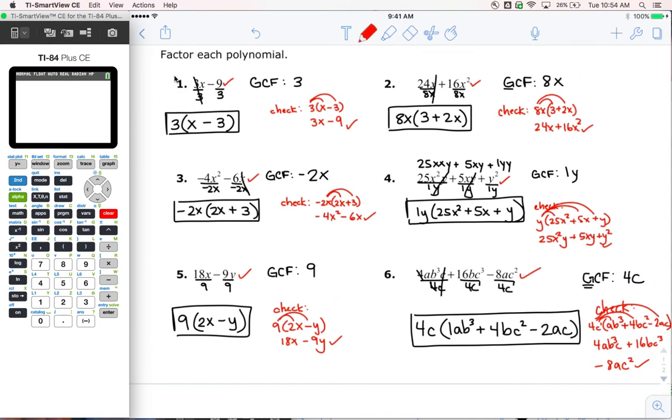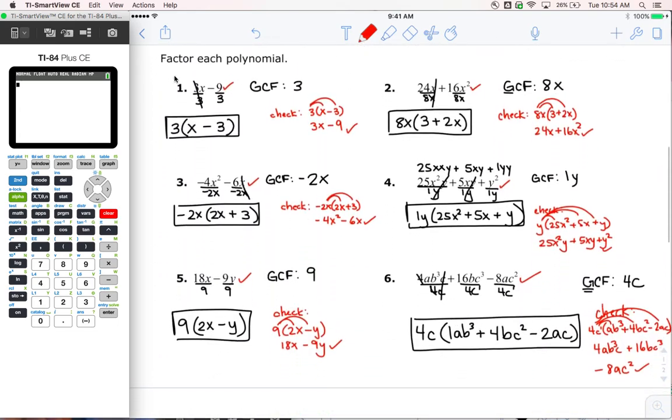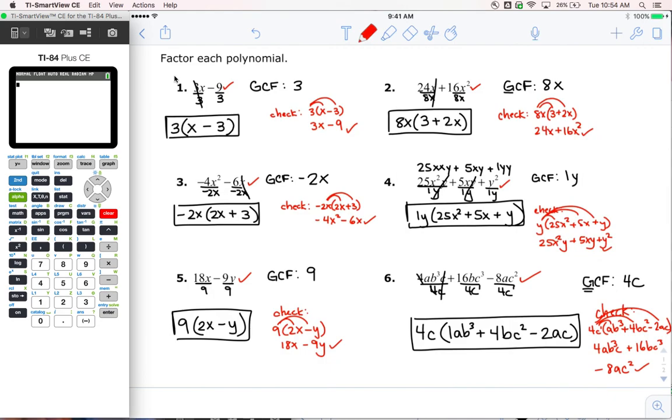All right, just to summarize this process for you guys today, find the greatest common factor, divide it out, put that greatest common factor on the outside of the parentheses, and you're good. Don't forget to check your answers because you can always tell if you did it wrong or right.